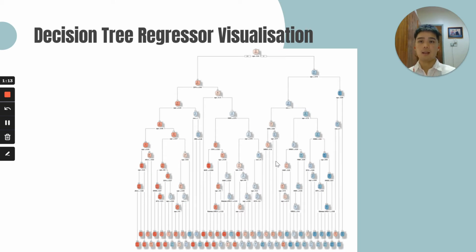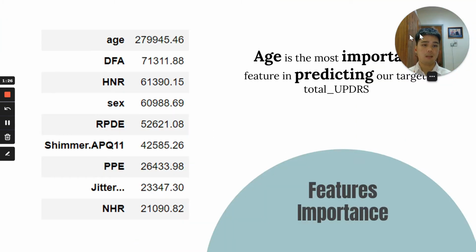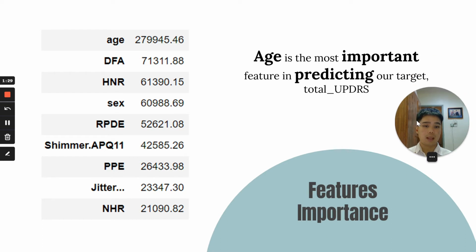Then we apply the best hyperparameter to visualize our decision tree. The maximum depth for the decision tree is 8, so the maximum number of layers is only 8. Then we want to examine which feature is the most important to predict our target, total UPDRS. We notice age has the highest value, which indicates that it is the most important feature in predicting, and has nearly 4 times higher value than the second most important feature.